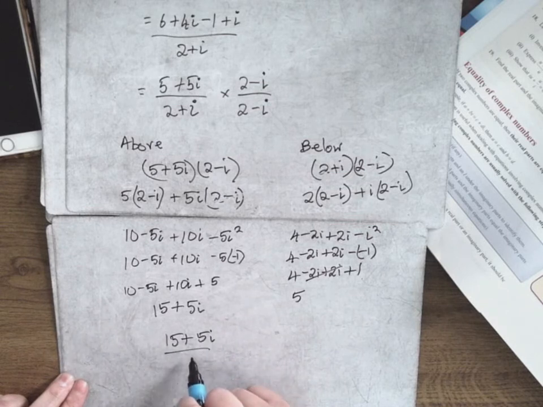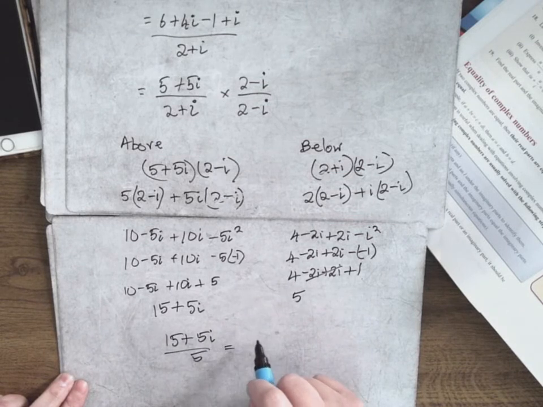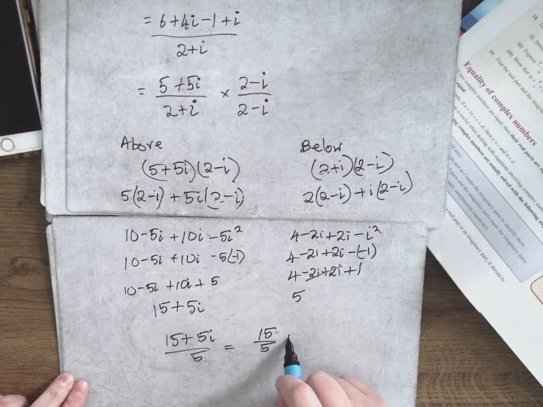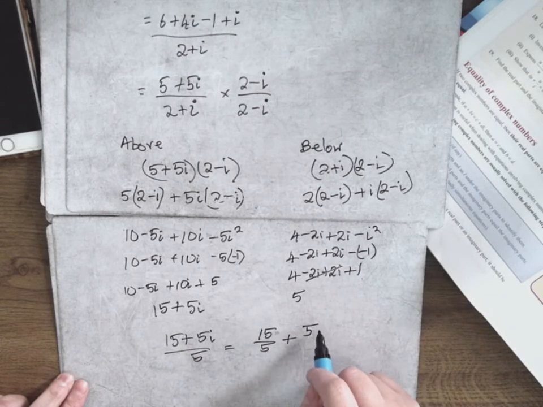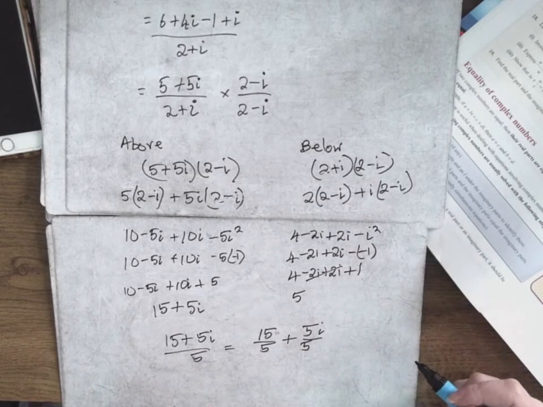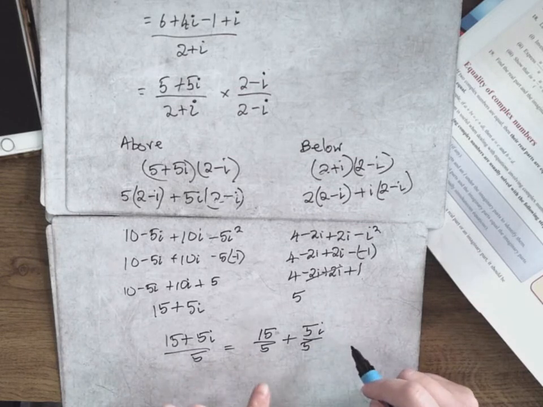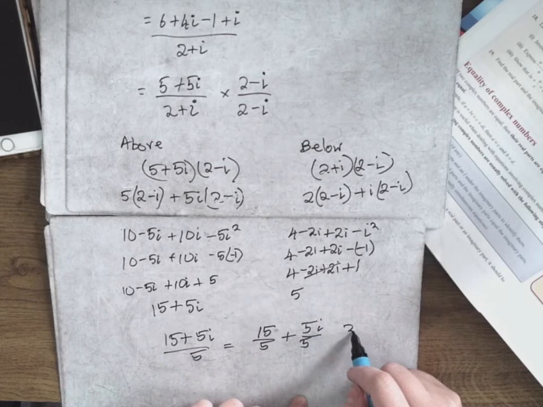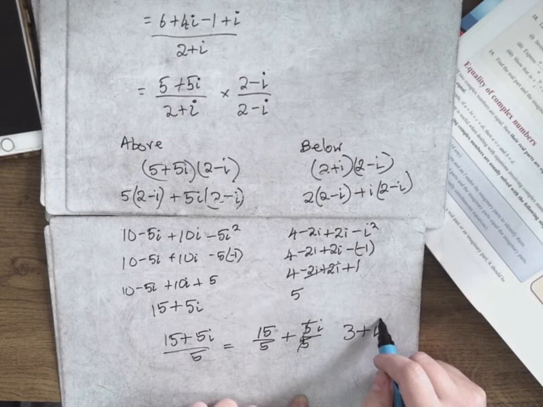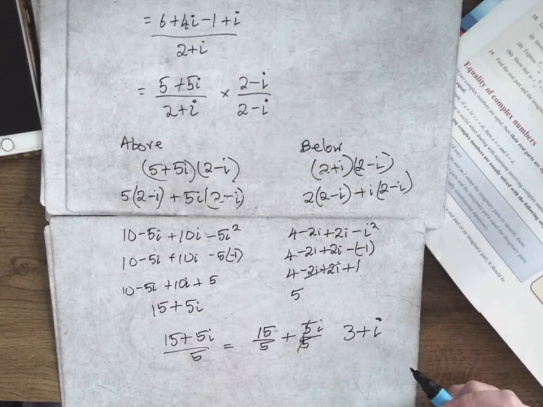I ended up with 5 on the bottom. So I'm going to give each one its little 5. And I find again that this one actually will cancel, won't it? So 15 divided by 5, what's that? 3. And 5 divided by 5 will cancel, and I'm just left with I. And there's my answer, 3 plus I.